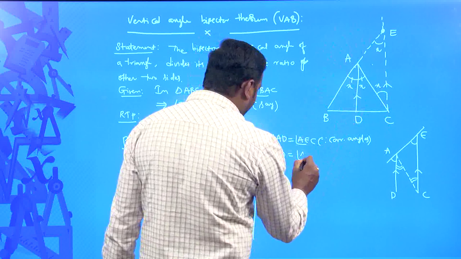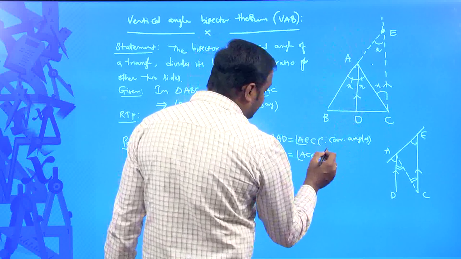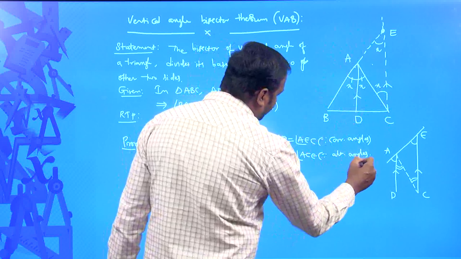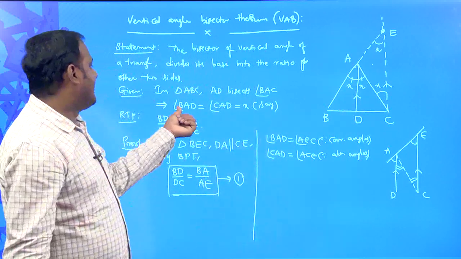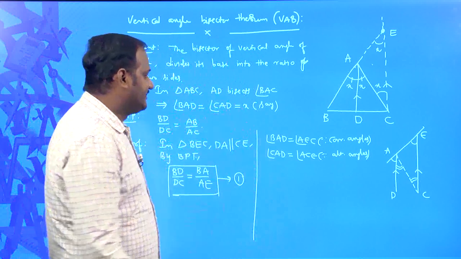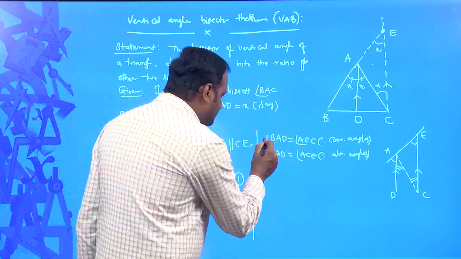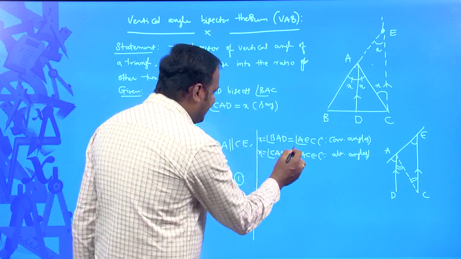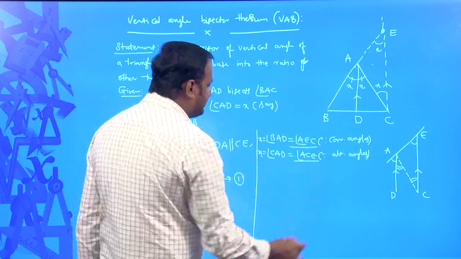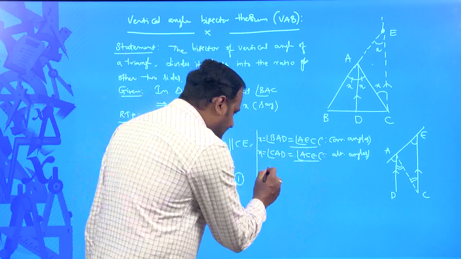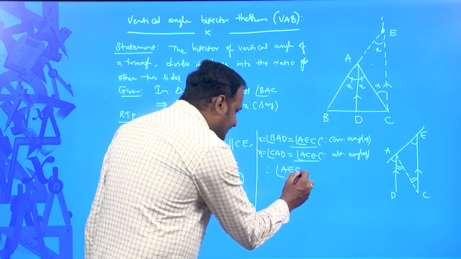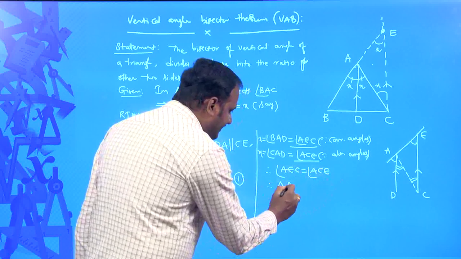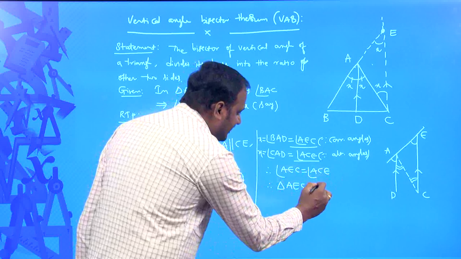ACE is equal to angle ACE, since they are interior alternate angles, right. But already we know that angle BAD is equal to angle CAD is equal to x, right. So, BAD is equal to AEC, which is also equal to x, and CAD is also equal to x. So, angle AEC is equal to x and ACE is also equal to x. Therefore, angle AEC is equal to angle ACE. Therefore, triangle AEC is isosceles.